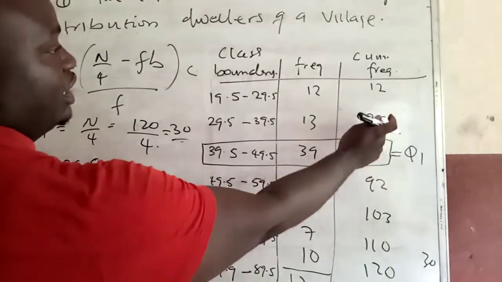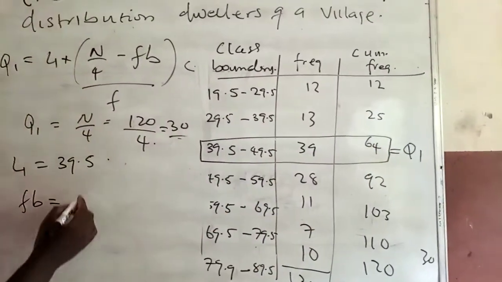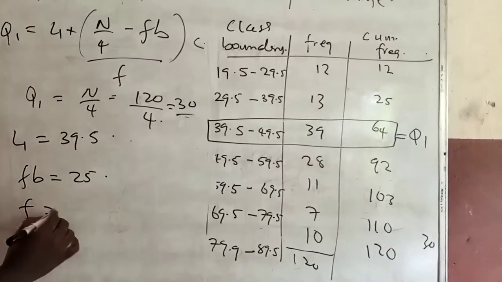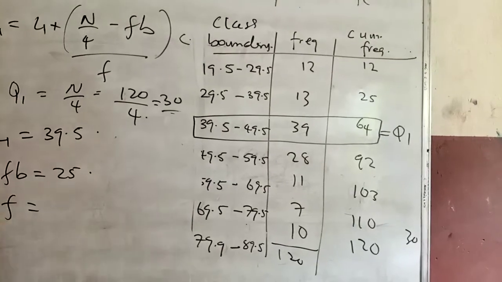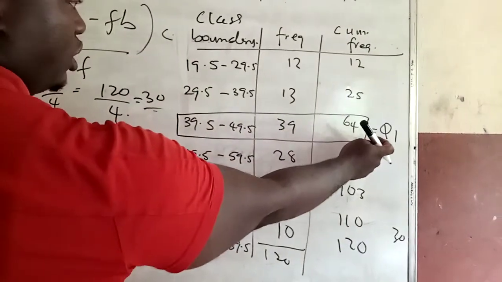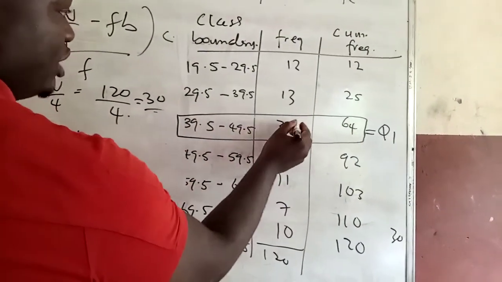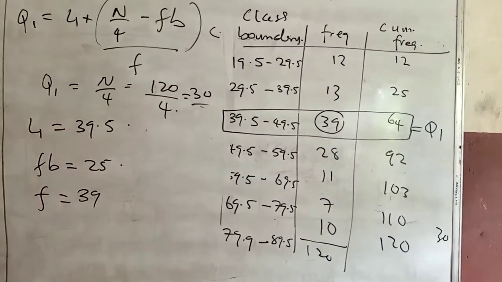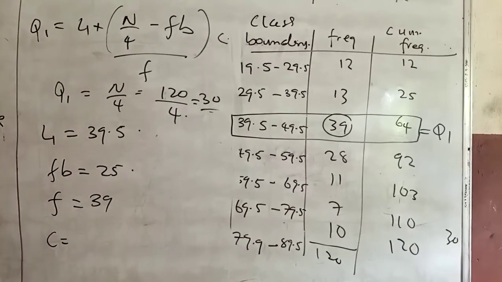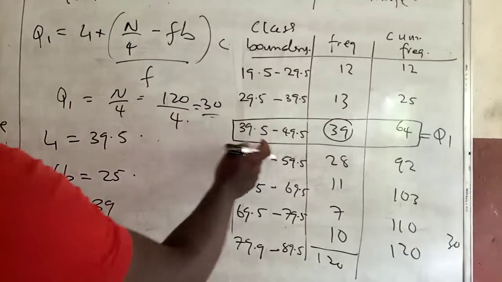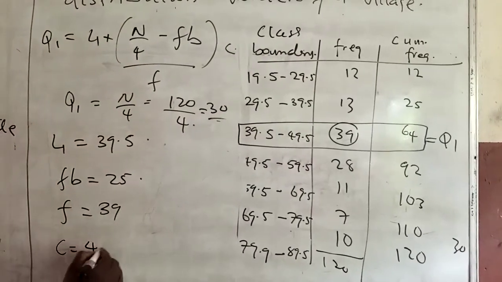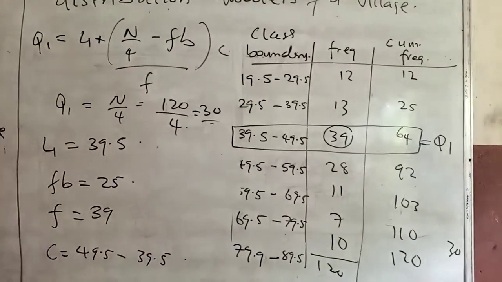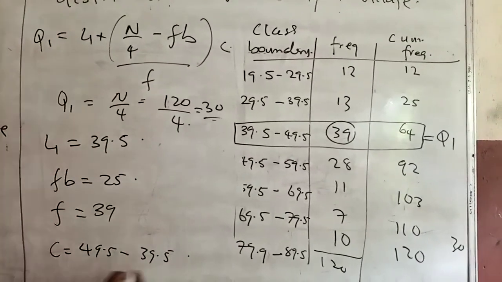Look at our first quartile. The frequency that is before it is 25, right? So FB is 25. The frequency of the first quartile, this one. This is the quartile, this is the cumulative frequency, this is the frequency of the first quartile. So it's 39. Right? This thing is so easy. So the next thing is the difference between this. So you have 49.5 minus 39.5. Right? So what you are going to get is what?